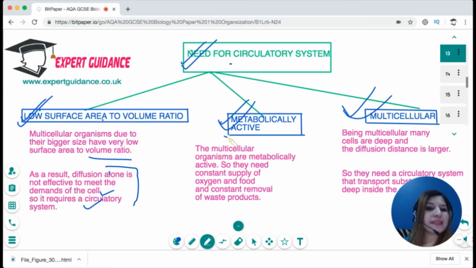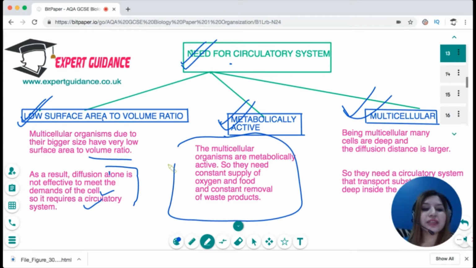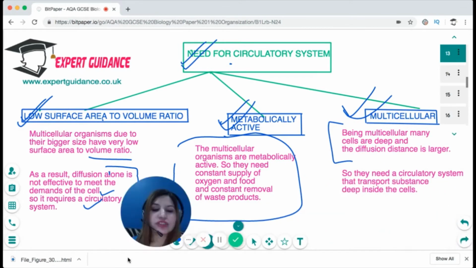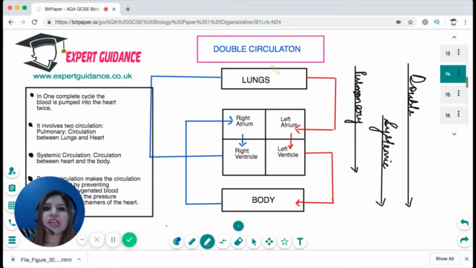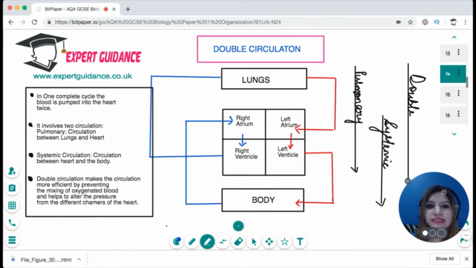Now, being metabolically active, we need a constant supply of oxygen, glucose, and nutrients. And at the same time, waste products are also made at a greater level, so we need constant removal of waste products. So we need a circulatory system to do that task. And being multicellular, we have lots of cells which are deep inside, so the diffusion distance is too large. So we need a circulatory system to transport substances deep inside to the cells as well. Therefore, we have this circulatory system, and the circulatory system we have is double circulation.